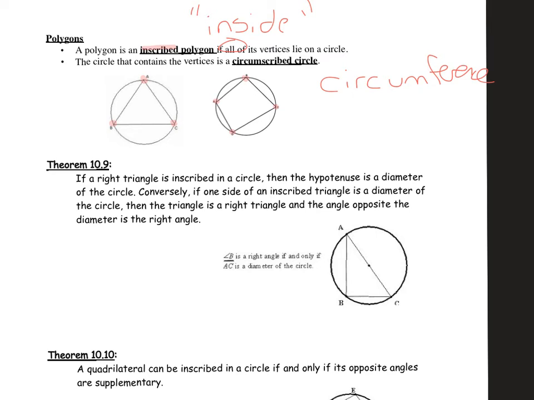So some special properties that we have with inscribed polygons, specifically right triangles. If a right triangle is inscribed in a circle, then the hypotenuse has to be the diameter. It's the only way this is going to work. So looking at this diagram here, we can see that we have diameter AC here. There's a chord that goes right through the center of the circle. So AC is the diameter. So because of that, that tells me angle B must be a right angle. Okay, so if one side of the inscribed angle is a diameter, then the triangle is a right triangle.